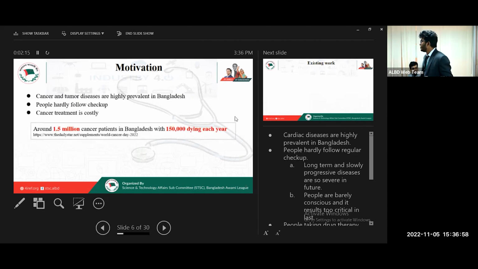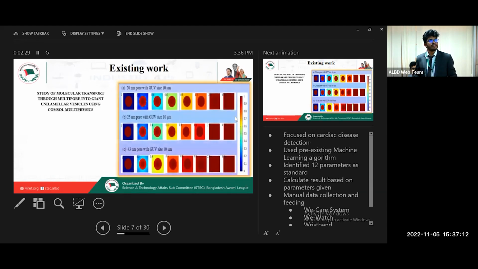and around 1.5 million people in Bangladesh are currently cancer patients, and about 1.5 lakh people die every year, from a daily study. Now some existing work.